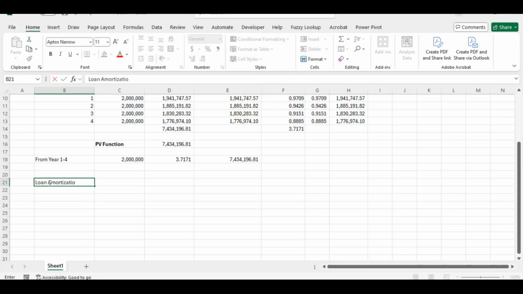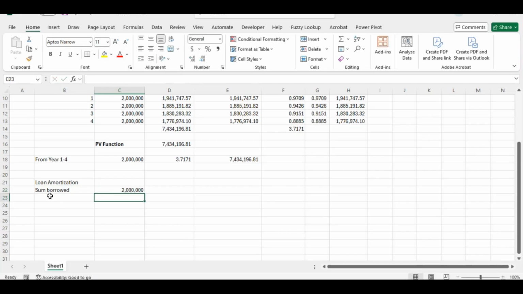So under loan amortization, let's assume that there is someone who borrowed money. Let's say this is the sum borrowed, which we called X. Let's use 2 million. Say there was a sum borrowed of 2 million. And of this sum borrowed of 2 million, let's have an interest rate.